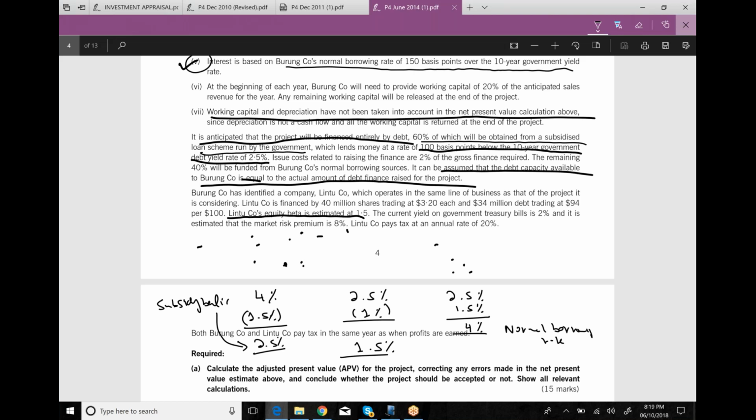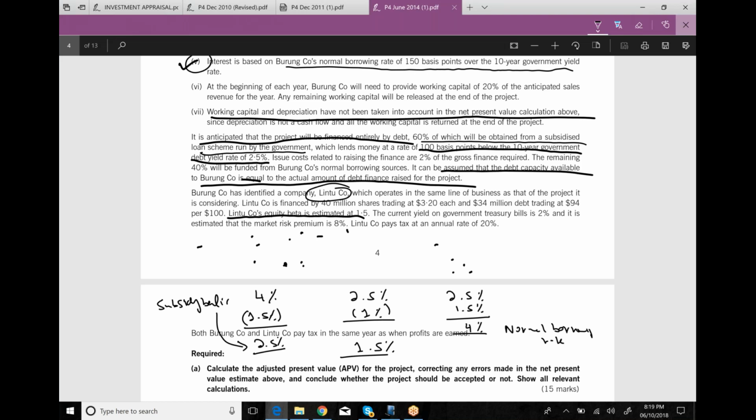Then it says it can be assumed that the debt capacity available to Burung company is equal to the actual amount of debt finance raised for the project. Burung company has identified a company, Lento company, which operates in the same line of business as the project it is considering. So Lento company is your proxy company, right? So the second hint is also present. So it means 100% this is the case of diversification.